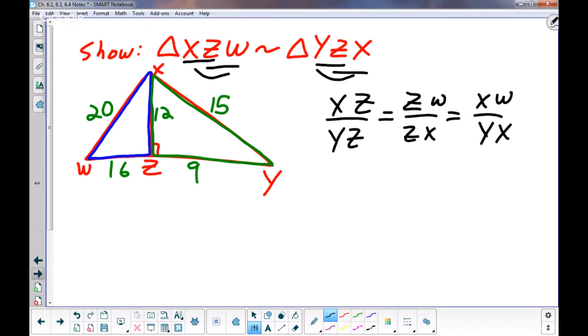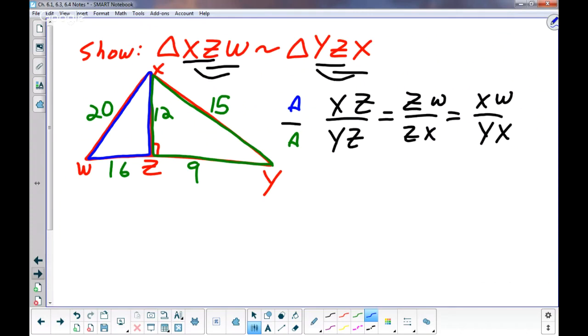And I know this can get confusing because all of a sudden we're going X's, Z's, and X's, and Y's, and W's. They're all shared in both of the triangles, but you've got to keep them straight. Blue triangle, green triangle. So we're doing blue triangle on top and green triangle on the bottom. If we keep that straight, we should be good.